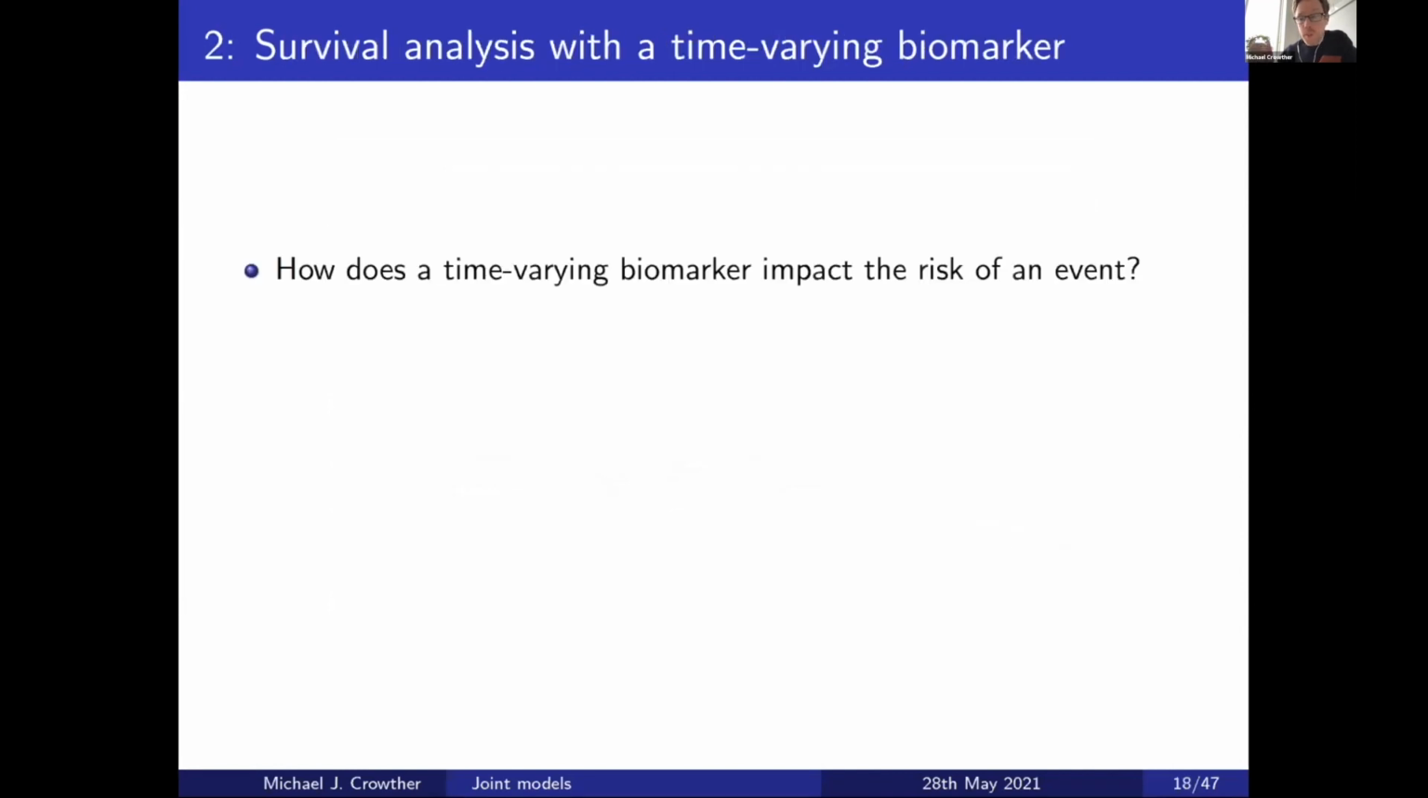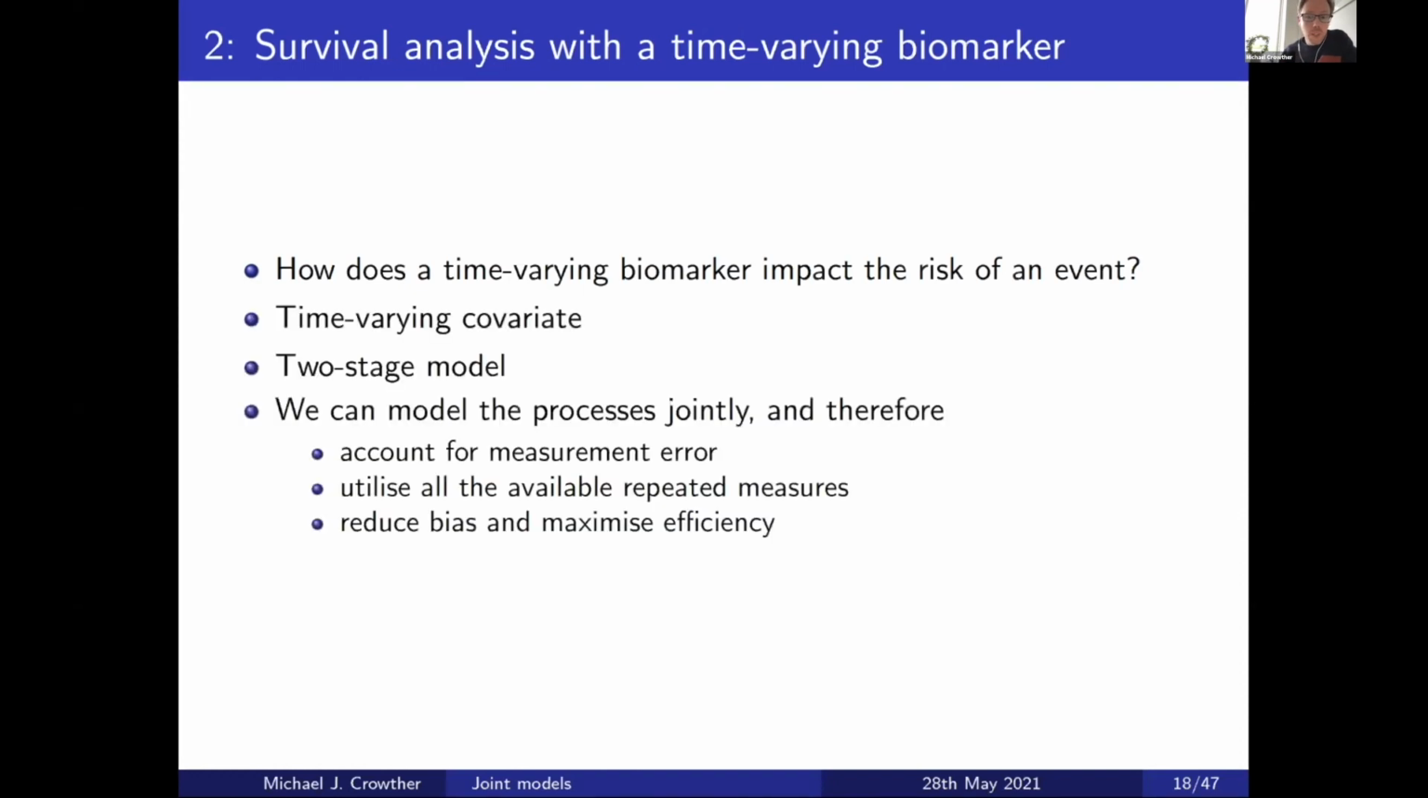Okay, so now we're going back to the survival analysis focus, which I'll continue with for the rest of my talk. So how does a time-varying biomarker impact the risk of an event? Lots of different approaches we could take. Time-varying covariate. Problems with that approach, it assumes that the biomarker doesn't change between observations, so we're working with a pretty biologically implausible step function. We ignore measurement error as well.